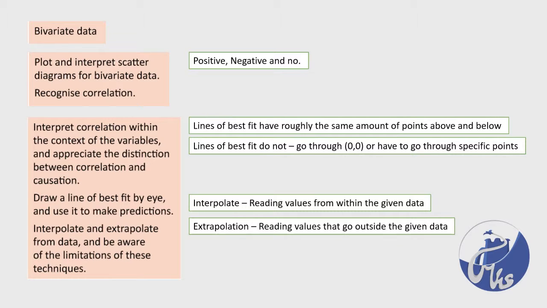Next, we're looking at bivariate data, which is typically scatter diagrams. You need to be able to identify the three basic types of correlation, positive, negative, and no, by how the points look on the diagram. You do want to interpret that within the context, so understanding what it means as one value is increasing, the other value is decreasing. The idea of causation does not really come up in the test from what I've seen, so I wouldn't really want to dwell on that.